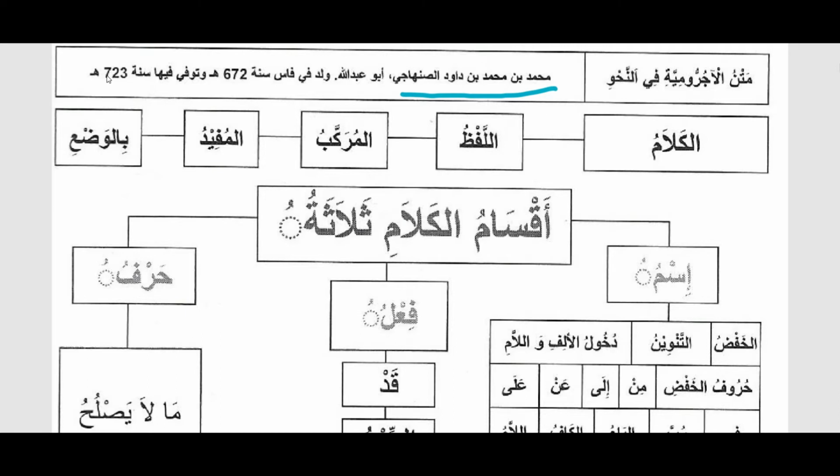This Matan Jurumiyah is very important, and it is the most basic kitab for us to learn in terms of Arabic grammar before we move to another, more advanced kitab. We should learn Matan Jurumiyah first. Here, they make it into a table and diagram form. We start with kalam. Last session we went to kalam.